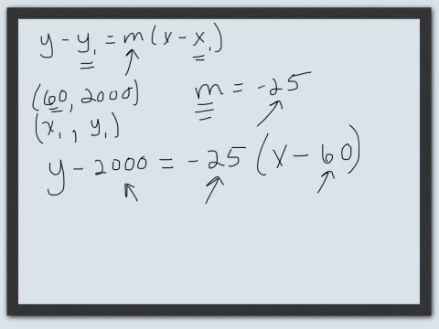So it's all about subbing into the correct locations. Put your x coordinate here. Notice it's always subtracted. Put the y coordinate in this spot, and then the slope goes in for m.